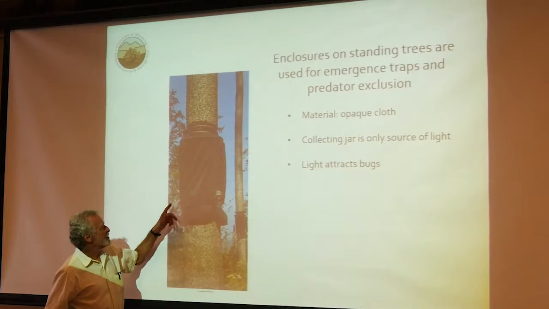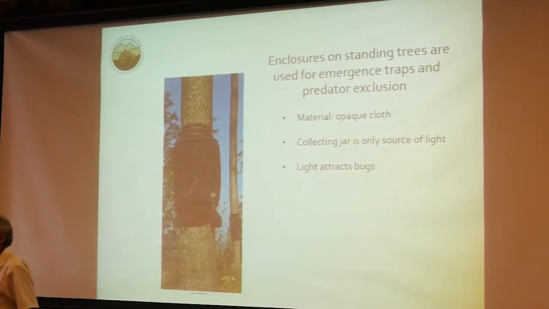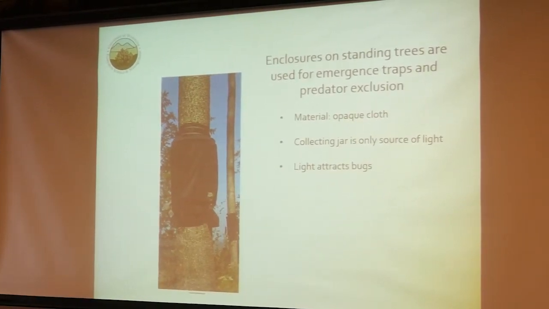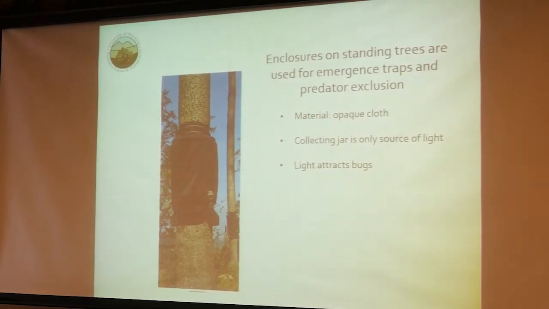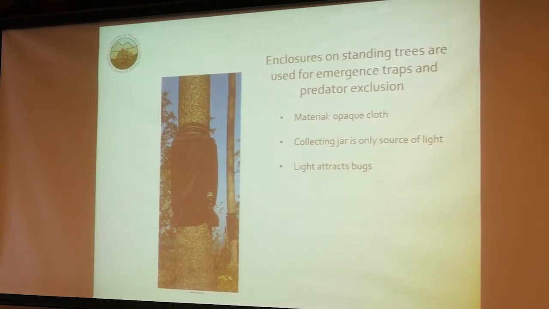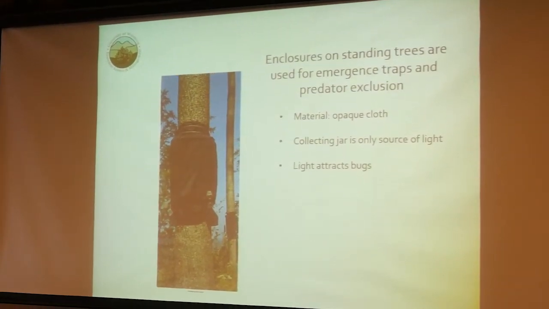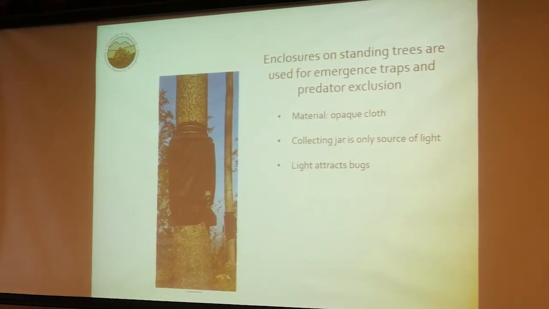These are collecting jars. They're clear, and that's the only source of light to insects that emerge out into that enclosure. And so insects are attracted to light. That's the way this emergence trap works. It traps the insects. They go to that light and get trapped in those collecting jars.